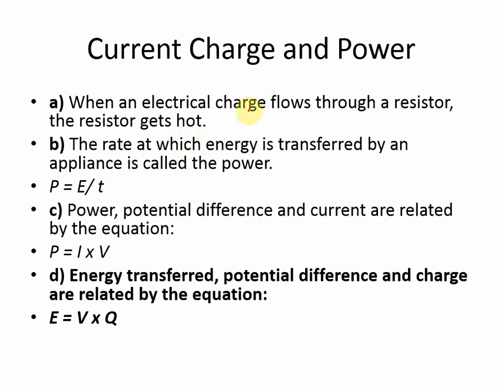So current, charge and power are also linked. When electrical charge flows through a resistor, the resistor gets hot. That's pretty straightforward, we know that. The rate at which energy is transferred by an appliance is called power. We know this from earlier on. Power is equal to energy over time. So we can do an equation for this: power is equal to current times voltage. Higher tier students also need to know that energy transferred is equal to voltage times charge.